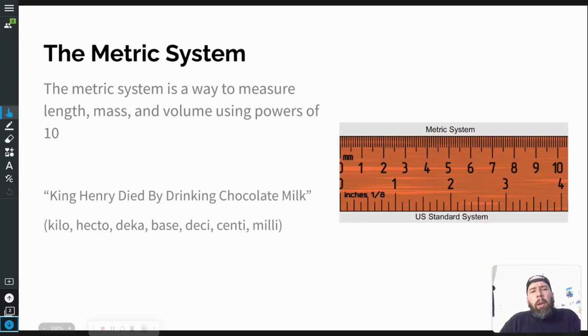The metric system is a way to measure length, mass, and volume using powers of 10. Now, the metric system is nice because it uses powers of 10. It simplifies things, makes things a lot easier.